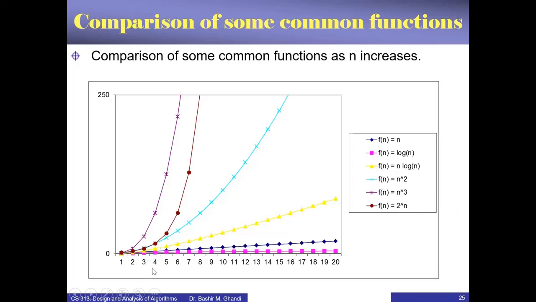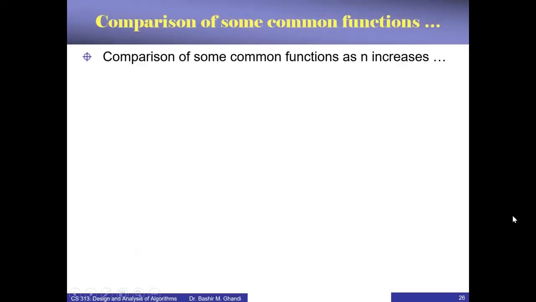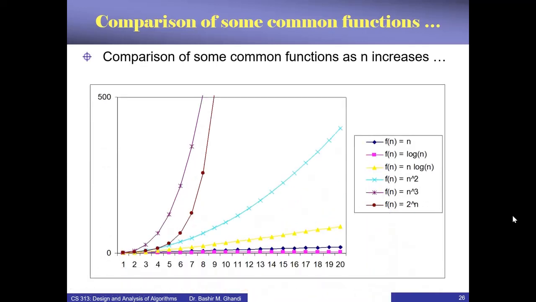Okay, for example, for n equal to 3, obviously n cubed will be 27, but 2 to the power 3 is only 8, so 27 is bigger than 8. All right, but let's see what happens as you increase the value of n. Yeah, so this is showing. Let's go to the next slide. I think it will show it better.